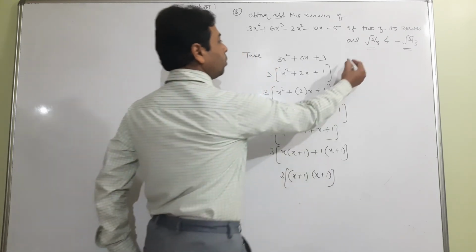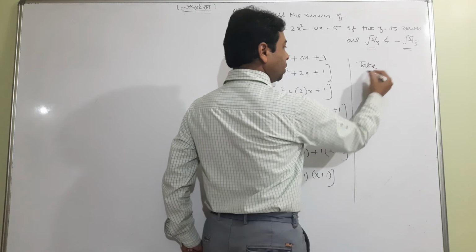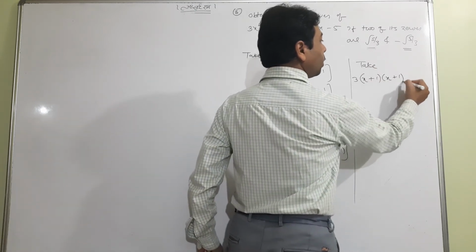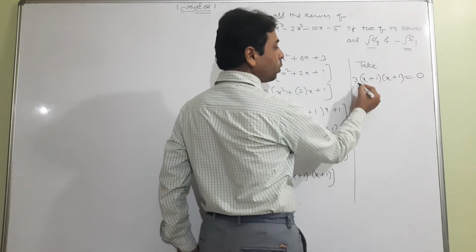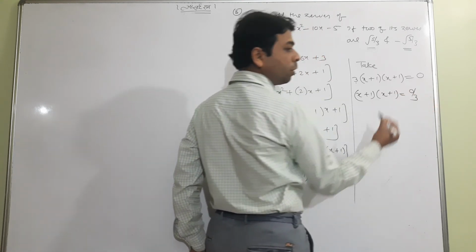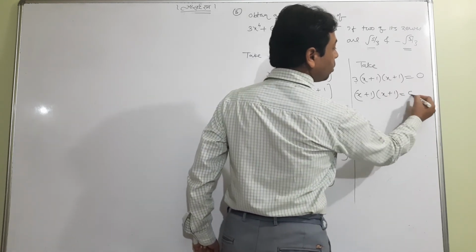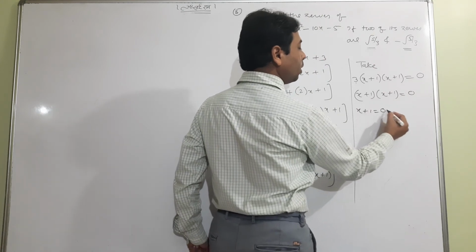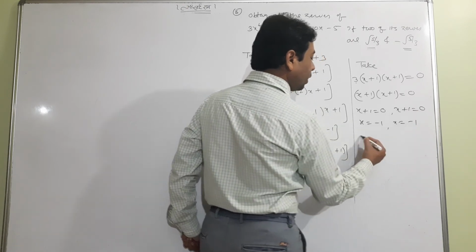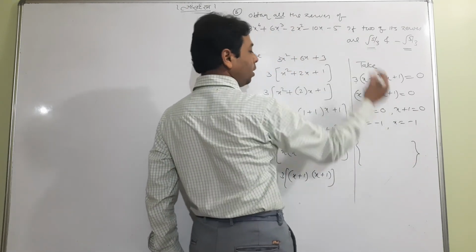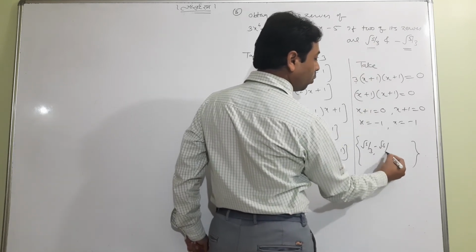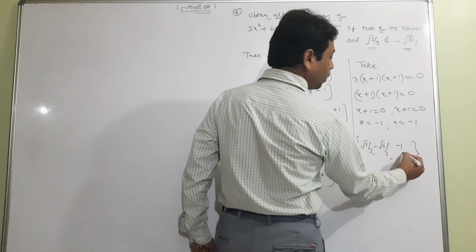Now for getting zeros, what you will write? 3(x plus 1)(x plus 1) is equal to 0. Transfer the 3, because it is a constant number, so 0 upon 3 is 0. Now take each factor equal to 0: x plus 1 equals 0, x plus 1 equals 0. So what are you getting, students? Minus 1 and minus 1. So ultimately, the zeros are 5/3 and minus 5/3, already given, and minus 1 and minus 1.